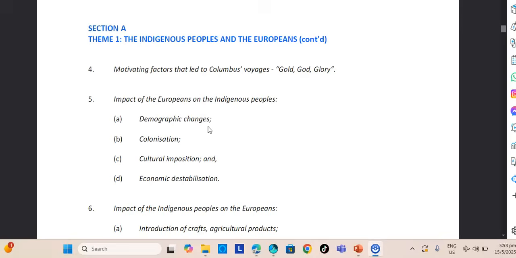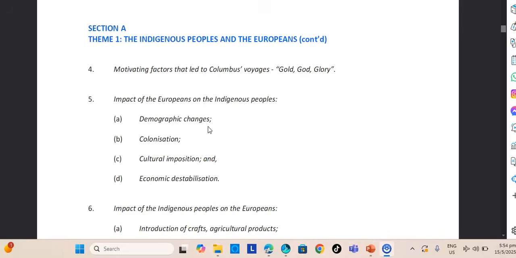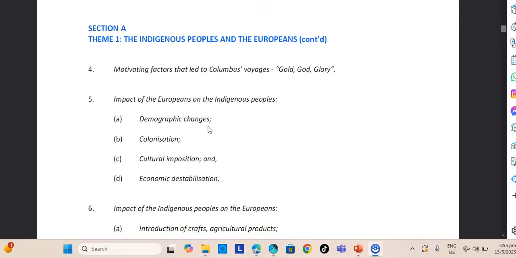Now, another impact of the Europeans on the indigenous people was colonization, land seizure, and settlement. Europeans seized indigenous lands for settlements, plantations, and resource extraction. Indigenous peoples were displaced from ancestral territories, losing access to vital resources. Another impact of the Europeans in terms of colonization was cultural disruption.